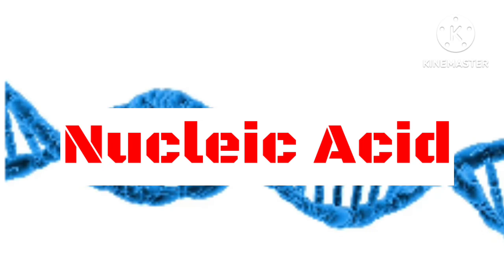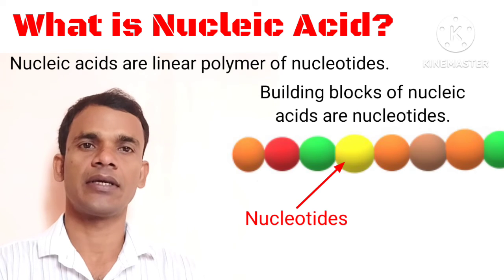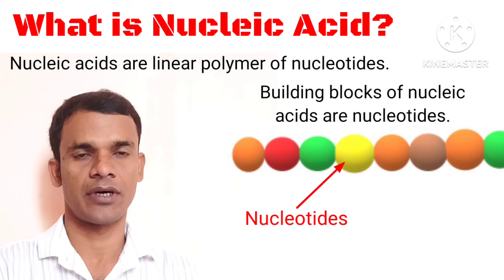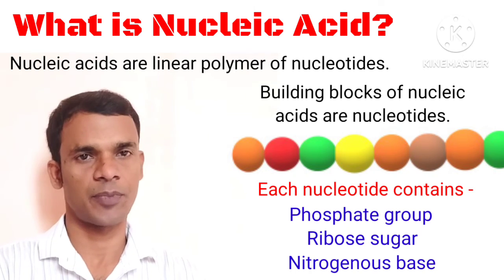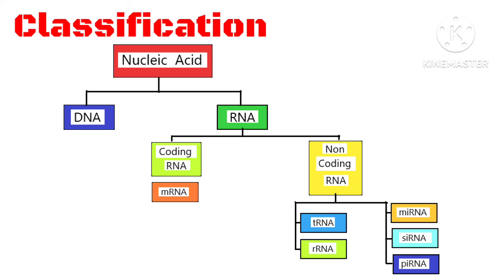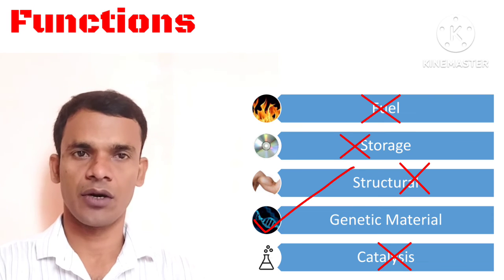Our next biomolecule is nucleic acid. Nucleic acids are linear polymers of nucleotides. Nucleotides are composed of 3 components: phosphate group, pentose sugar, and nitrogenous base. Based on the type of ribose sugar present, they are generally divided into 2 types: DNA and RNA. RNA is further divided into different types based on their functions. Among them, these 3 types are most predominant inside the cell. Now let's see what their role is.